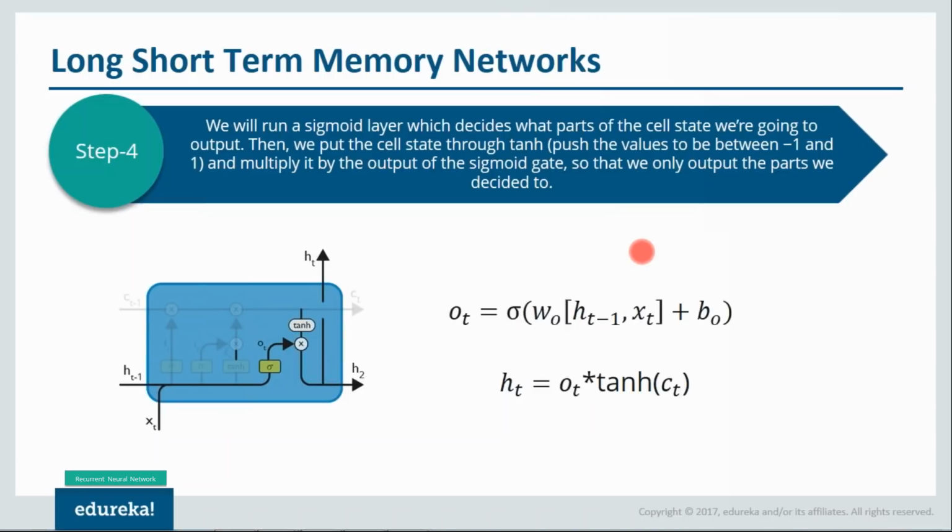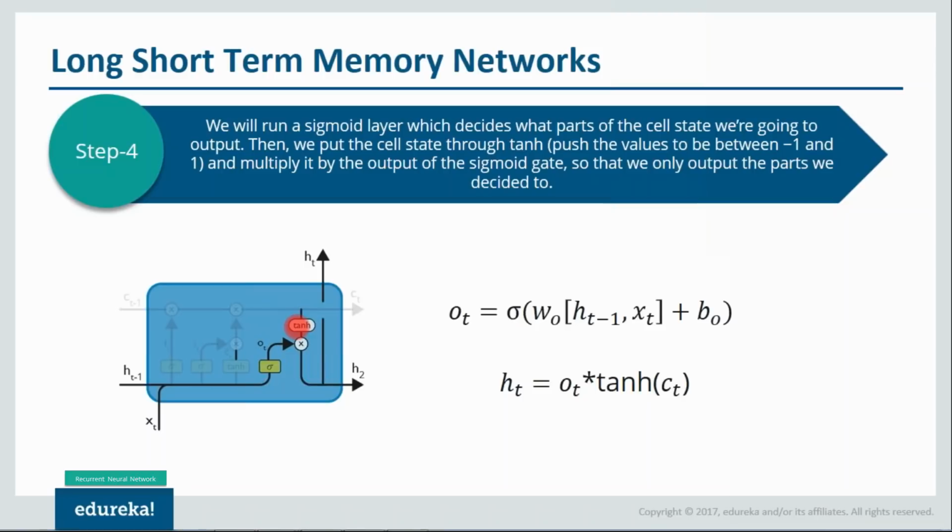Now our last step is to decide what we are going to output, and this output will depend on the cell state, but it will be a filtered version. First we pass ht-1 and xt through a sigmoid activation function so that we get an output, ot. Then this ot is multiplied by the cell state after passing it through a tanh squashing function, or an activation function.